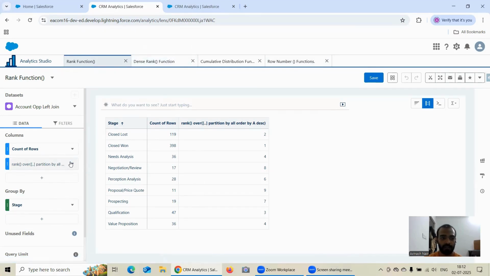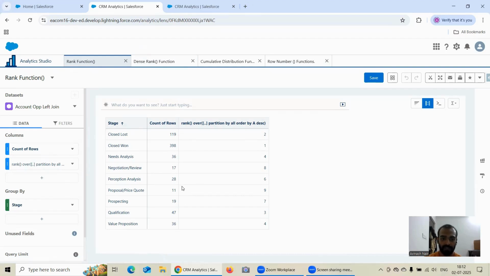Okay. Now here so basically we went for this stage, right? And the expression was we went for descending order. Okay. So what happens is rank is like, for example, here you have 398. So this is the highest number, right? So it will be ranked 1. This is the second highest number, so it's ranked as 2. Fine, 47 is the third, it's ranked as third.